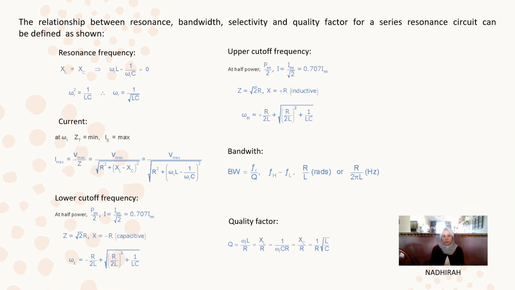The relationship between resonance, bandwidth, selectivity, and quality factor for a series resonance circuit can be defined as shown in the slide. There are a few formulas. The first one is resonant frequency, the second one is current, and then lower cutoff frequency, upper cutoff frequency, bandwidth, and the last one is quality factor.